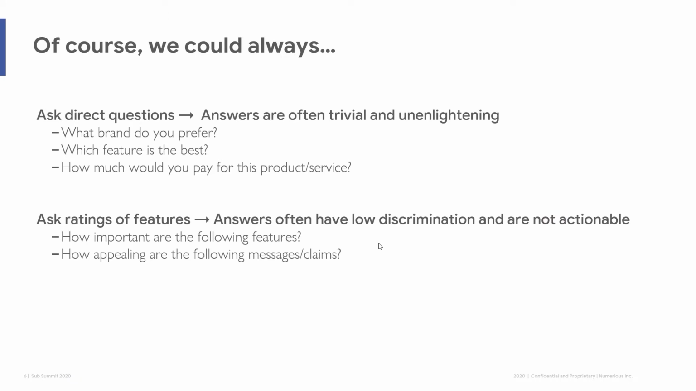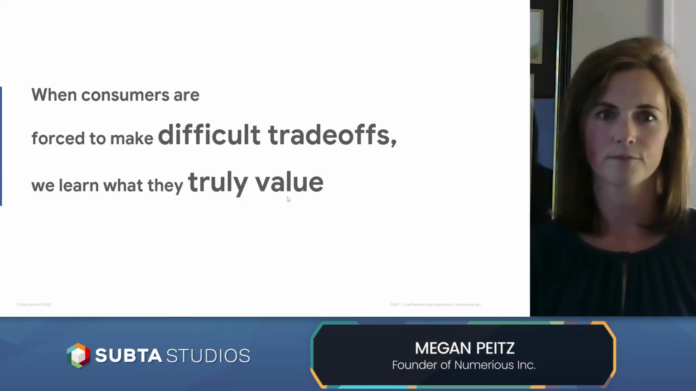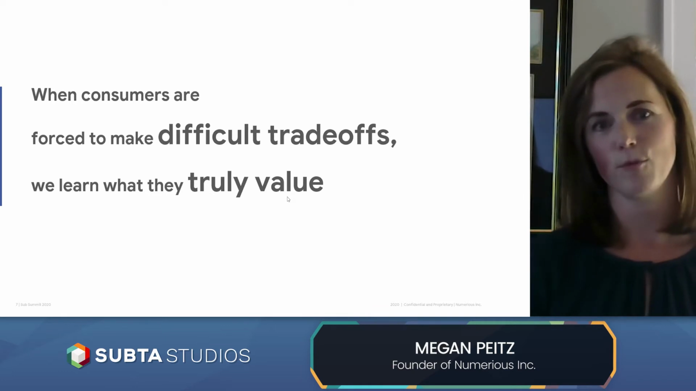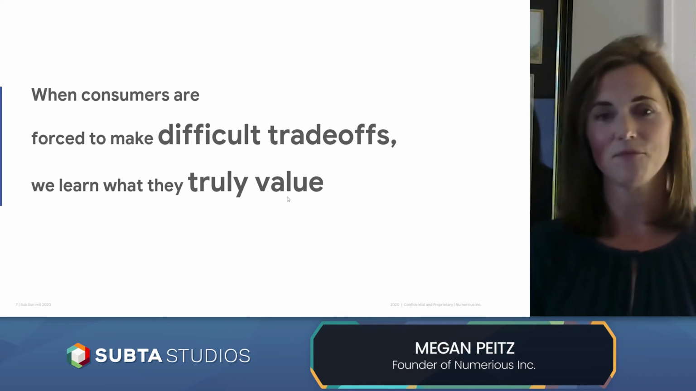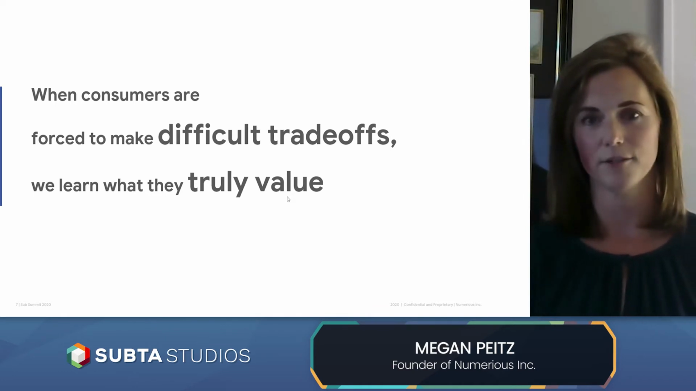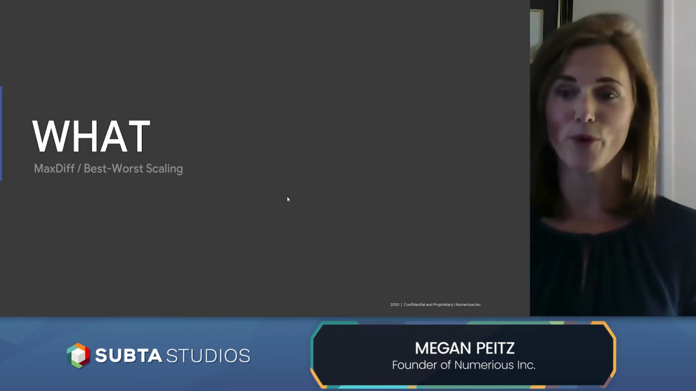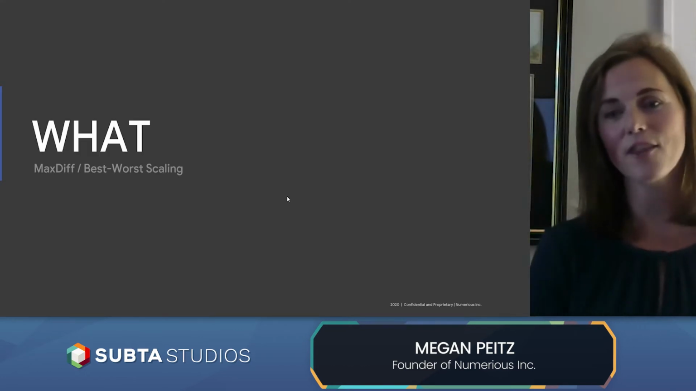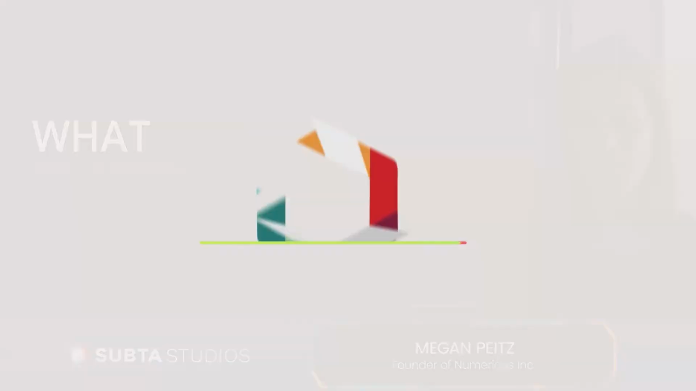If we ask them to maybe rate the different ideas or messages or claims that we have for our box, the answers themselves also often have low discrimination. And it's not really clear which one's the best because everything is important or everything is appealing. And the insights aren't very actionable. So when we force consumers to make difficult trade-offs, that's when we can uncover what they truly value. So one way of doing that is with MaxDiff, otherwise known as best-worst scaling.